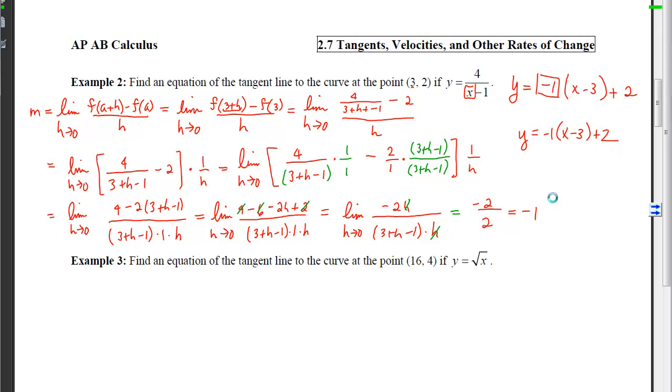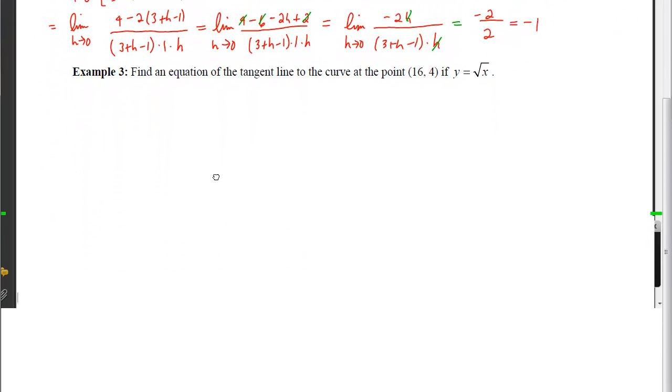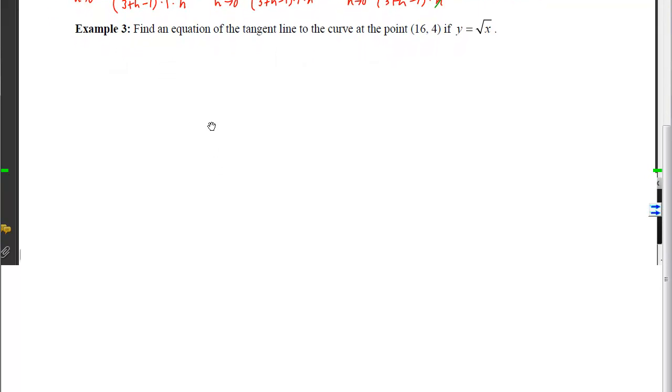So let's try it now on example 3. Example 3 says, find the equation of a tangent line to this new curve at the point 16, 4. So again, we know we're going to be able to write y equals the slope, whatever that ends up equaling, times x minus the x coordinate plus the y coordinate. So when we're done, we're going to come back and put that slope up.